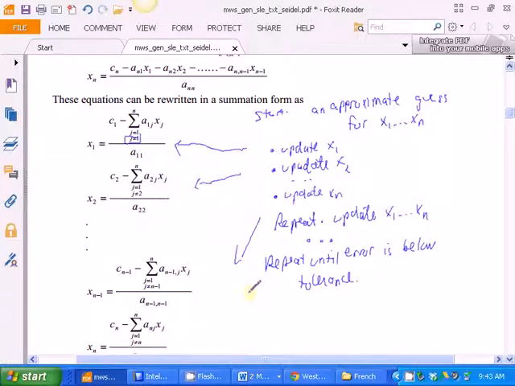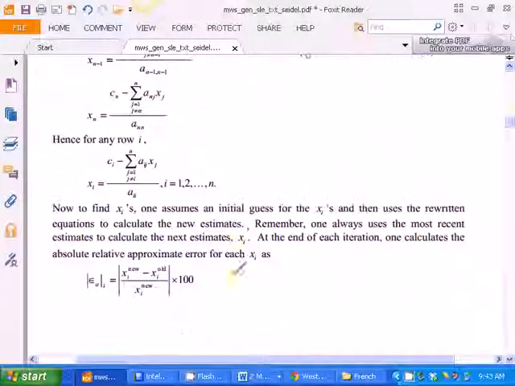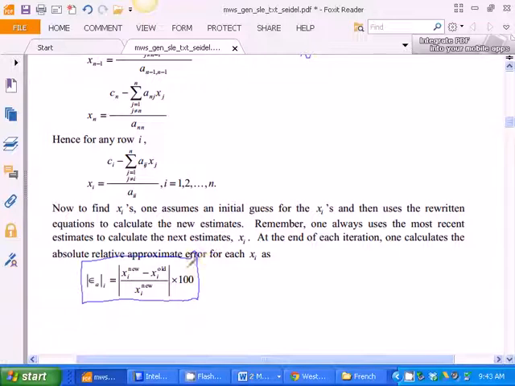Okay, now in the chapter here, he talks about the relative error. I'm a little bit suspicious of that because of the value of x in the denominator. If, for example, my solution actually has one of the x's equal to 0, then I'm going to have a large relative error. So I'm not going to use that. We're going to use just the error itself, which is xi new minus xi old.